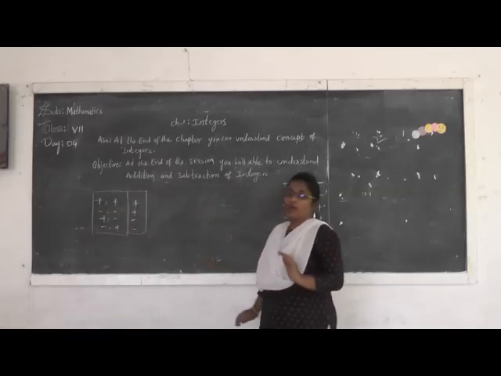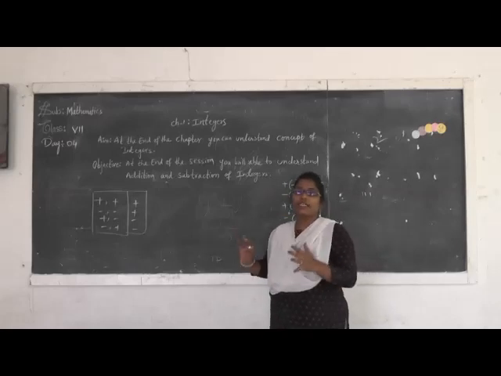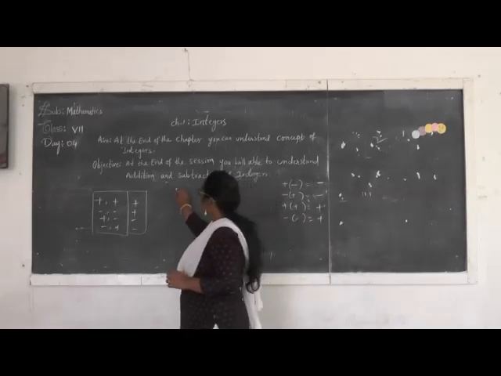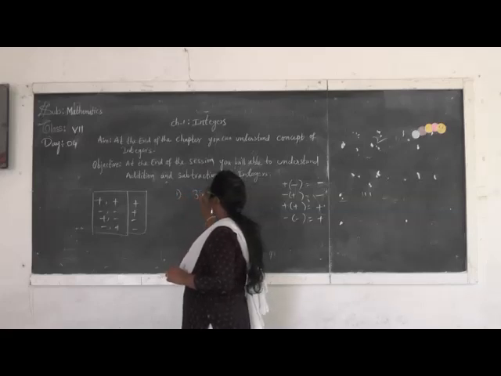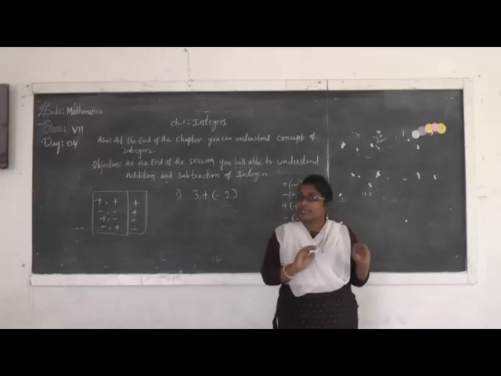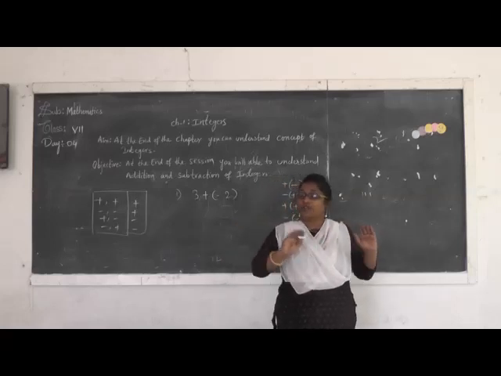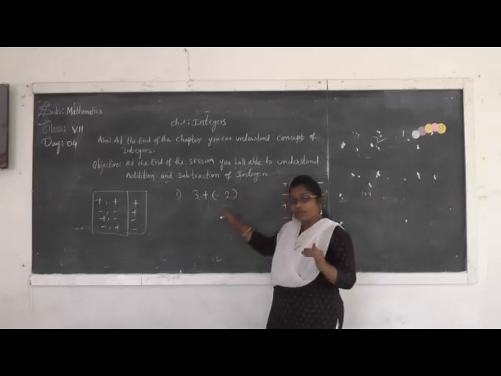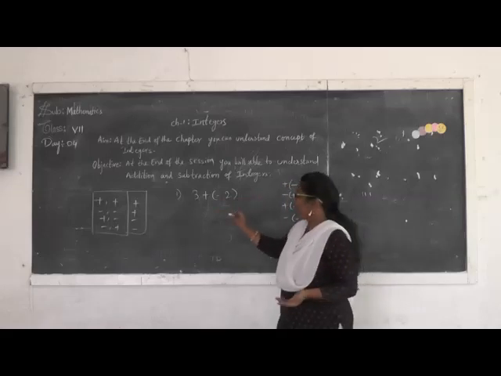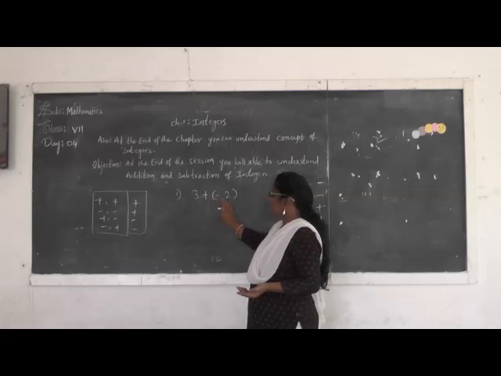So now let us solve some more problems about addition and subtraction of integers. Let us see. For example, how to add 3 plus of minus 2. Yesterday we discussed two operations. Today I am explaining two more and how to represent those on the number line. Now let us see, 3 plus of minus 2.